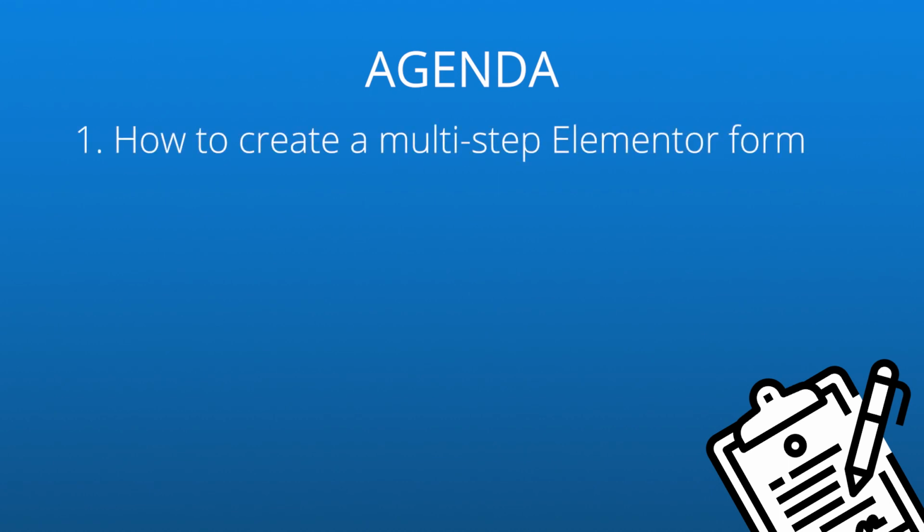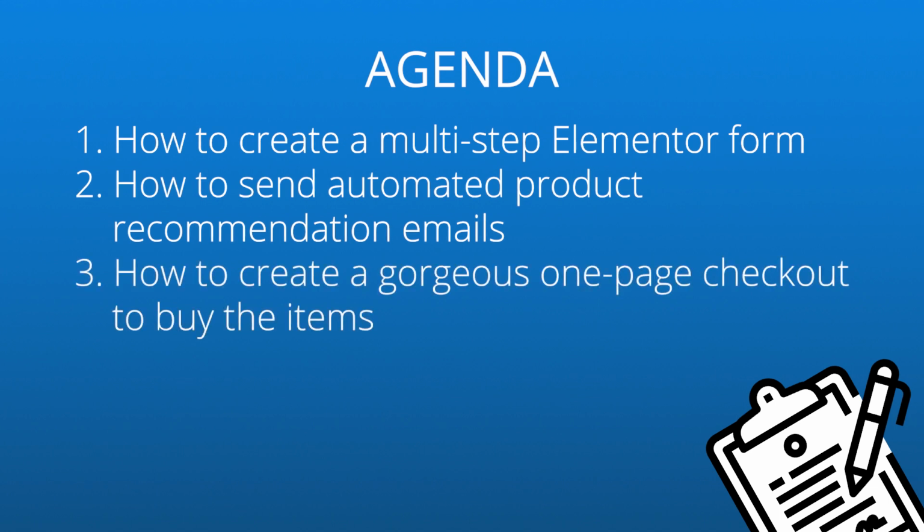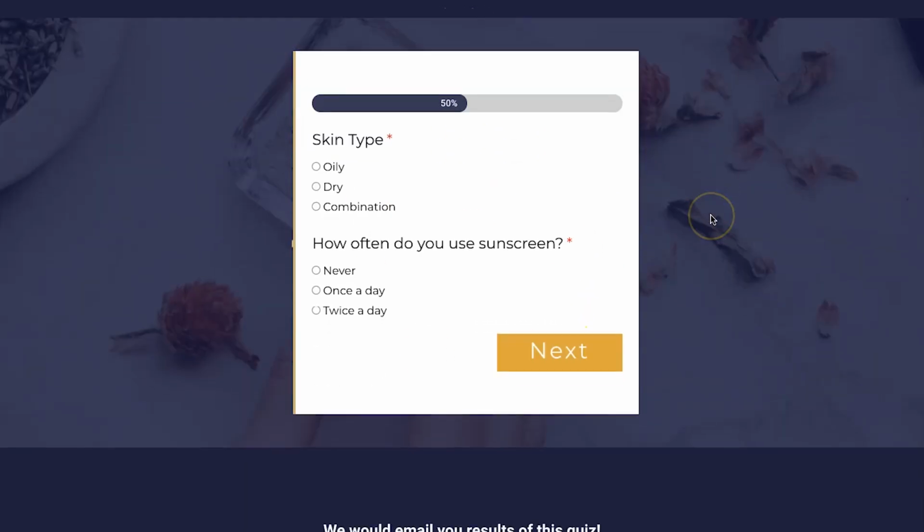Here's a quick overview or agenda for this video. So we'll be discussing how to create a multi-step Elementor form, how to send automated product recommendation emails based on the options selected in the form, and finally, how to create a gorgeous one-page checkout where users can buy the products recommended by you without any hoops to jump through. So, that's what is lined up. Now, there are timestamps in the description box below, so you can jump over to any specific part of the video that you like.